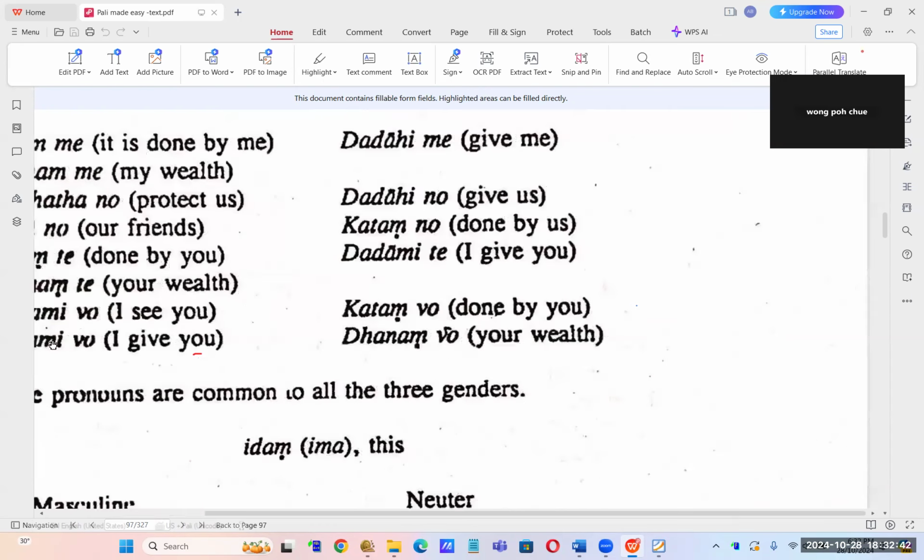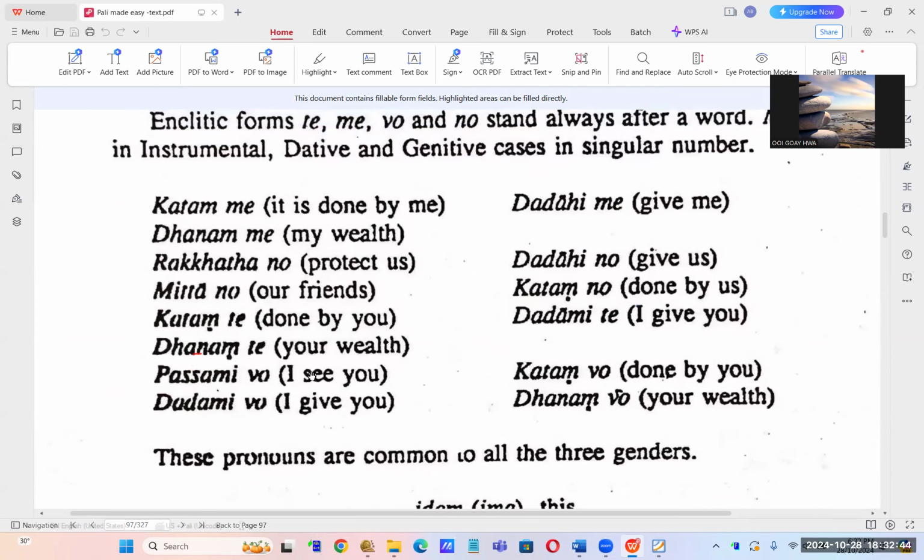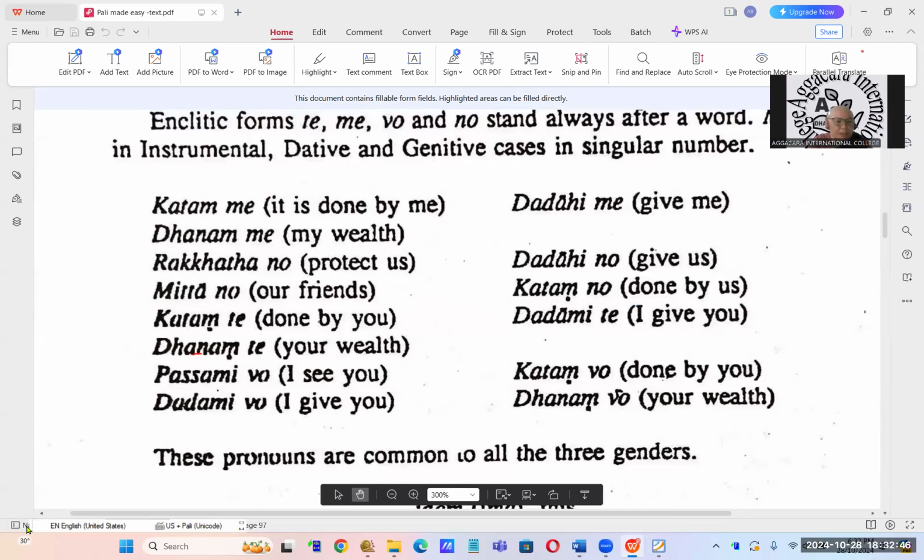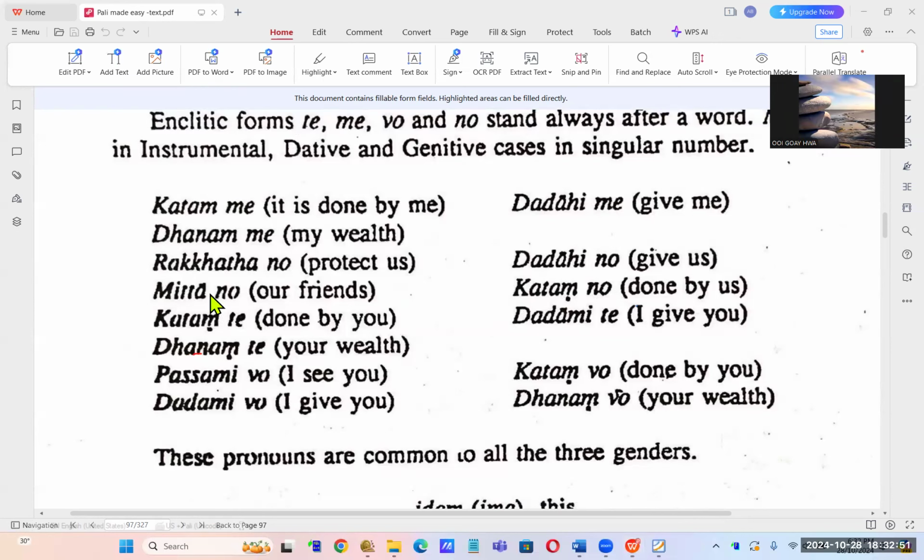Actually, dadahi may also, is it? Dadahi, dative. Dadahi may: give to me. Dadahi no: give to us. So there's one example here. Actually, they are just using the... Sorry, not this one. So there is only one. So 1, 2, 3.